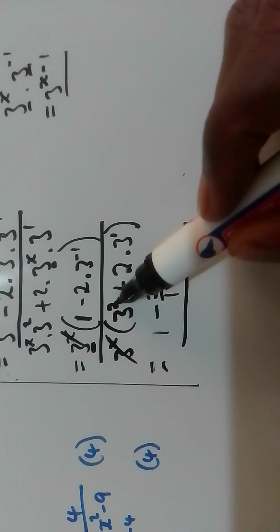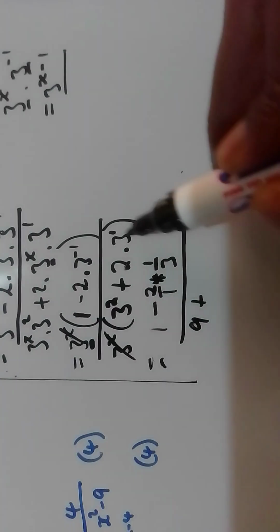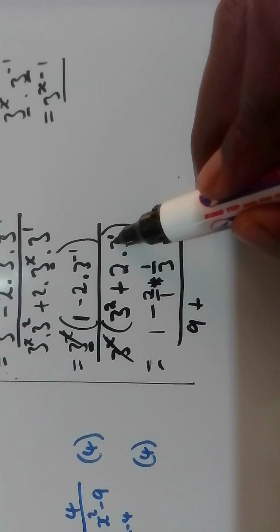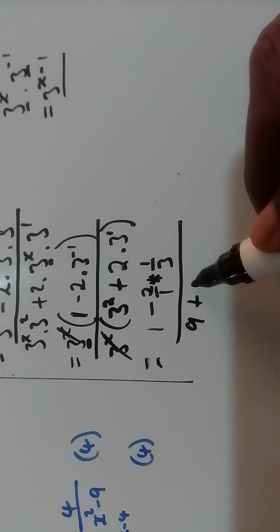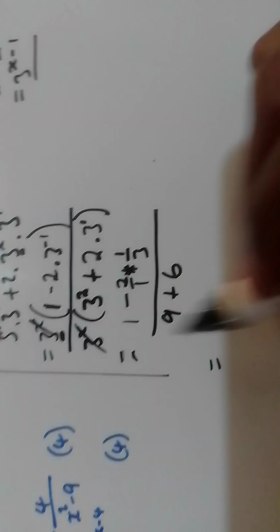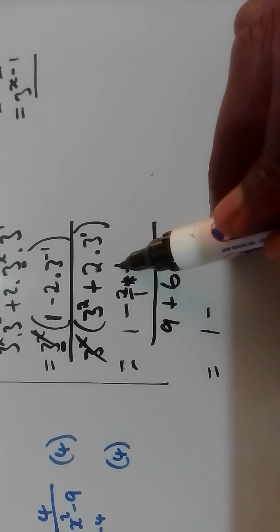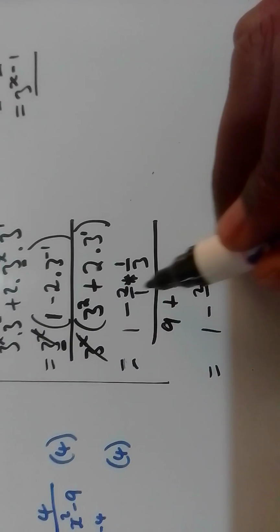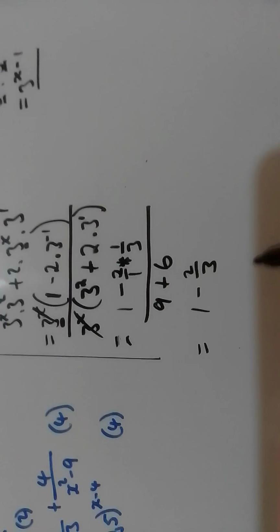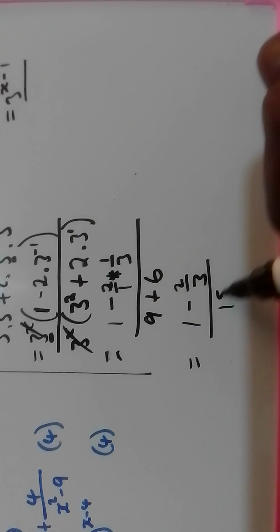Now I come here, I've got 3 to the power 2. What is 3 to the power 2? That's 9. Plus, I've got 3 to the power 1, which is 3 multiplied by 2. 3 times 2 is 6, so I've got what? I've got 6 here. Now, on the next stage, I still rewrite my 1. I say minus. Now I say 2 multiplied by 1, which gives me 2, over 1 multiplied by 3, it gives me 3. Now, remember, 9 plus 6 gives me what? 15. So I've got 15 here.